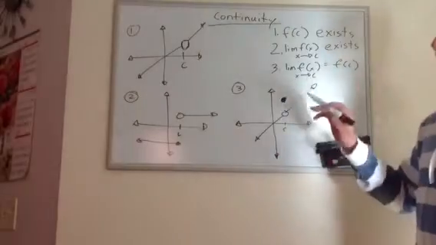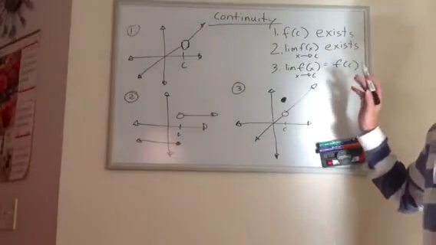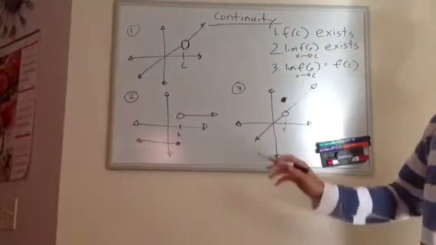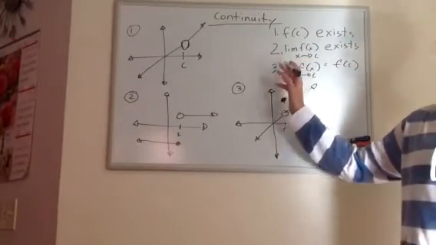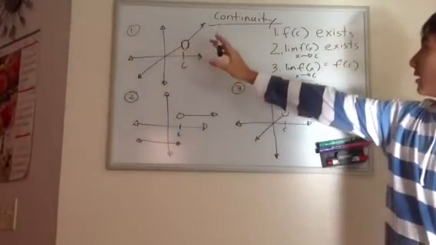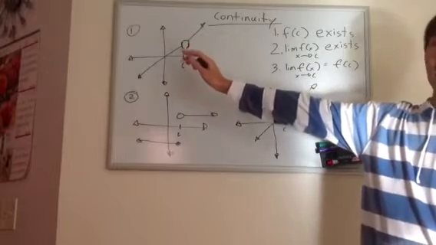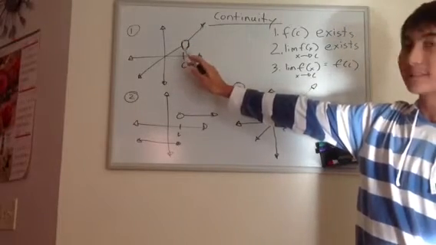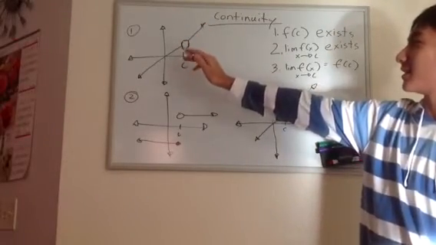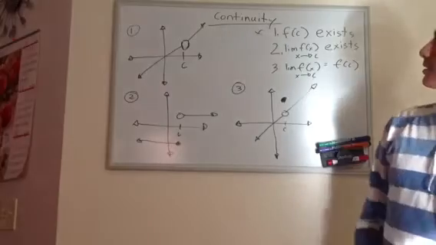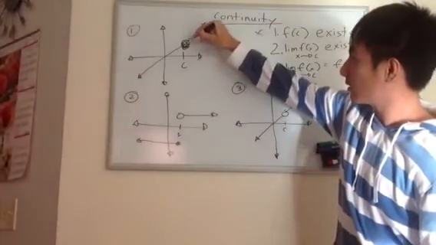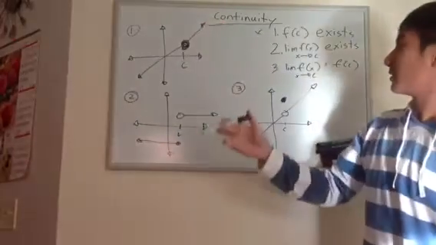Now, once you're actually good with continuity, you can just skip these two steps because basically 3 is all that matters later on. But anyways, let's do examples for rule number 1. F of c must exist. So in this graph, does f of c exist? As you can see, it's an open dot, so it definitely does not exist. Therefore, rule number 1 fails. So in order for it to pass rule number 1, it must be a closed dot.